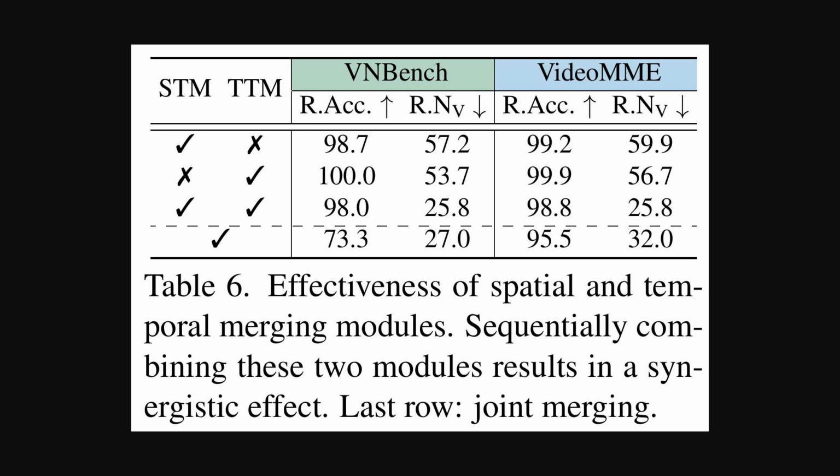Drilling down into why this method works so well, this table really breaks it down. It shows the 2 components, spatial merging, or STM, and temporal merging, called TTM. Looking at the rows, you see that using either one on its own preserves accuracy but doesn't compress the video that much. But when you combine them, that's the 3rd row. The number of video tokens drops to around 26%, while accuracy stays near 98%. This really highlights the synergy between the 2 steps, proving their sequential, 2-stage approach is the key.